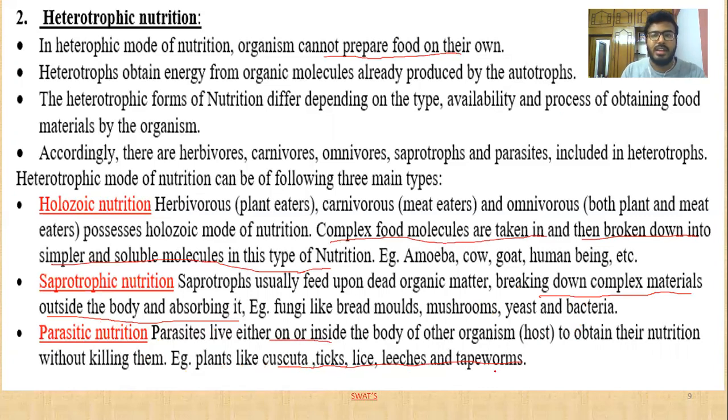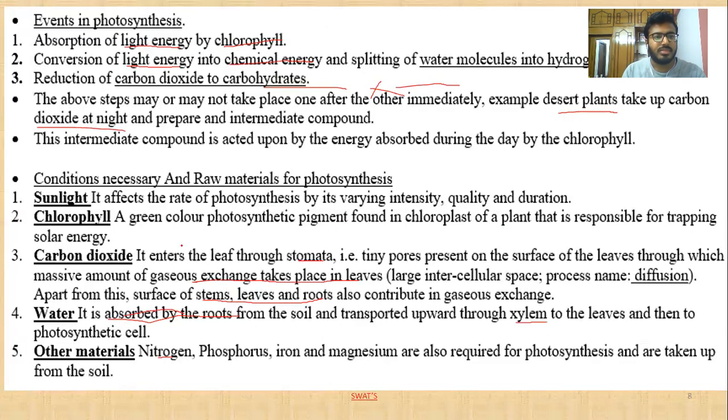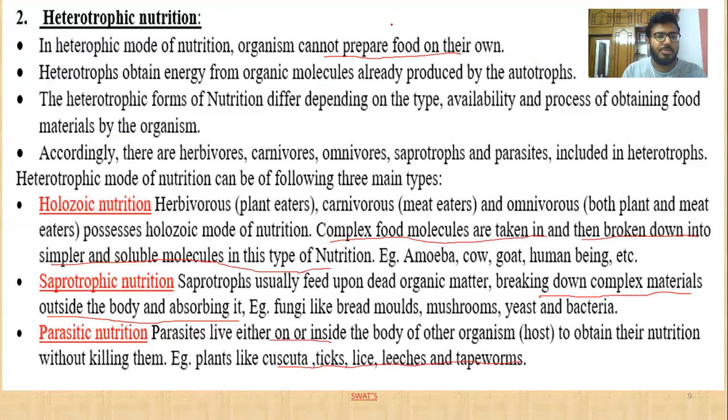So this is the first topic, that is nutrition. Nutrition mein do types ke mode hote hain. One is autotrophic nutrition and the other one is heterotrophic mode of nutrition. Autotrophic, jo food khud banate hain. Iske andar ye formula is important: during photosynthesis, water molecules are split into hydrogen and oxygen. Then heterotrophic mode mein we discuss holozoic, saprotrophic, parasitic.